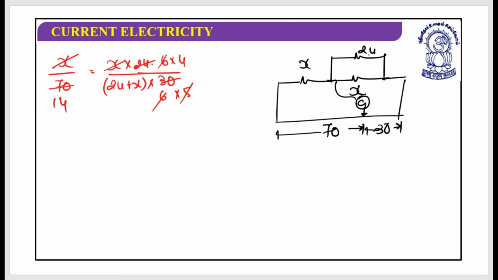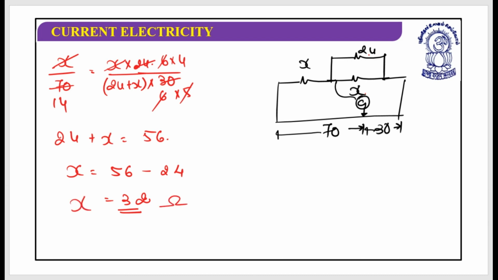So I am left with 24 plus X, and that should be equal to 14 into 4, which is 56. So X can be written as 56 minus 24. This is 6 minus 4 is 2, 5 minus 2 is 3, so 32. This is X, the value of the resistance. It's 32 ohm. What was your answer?